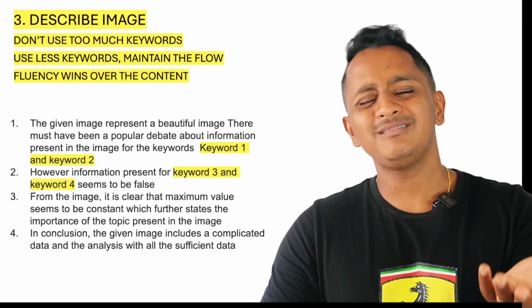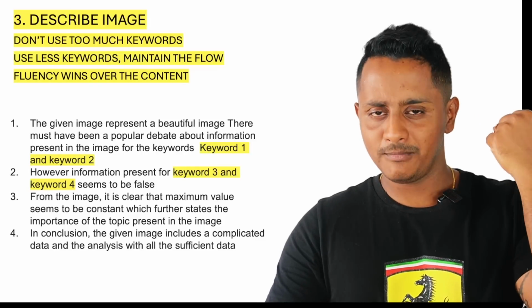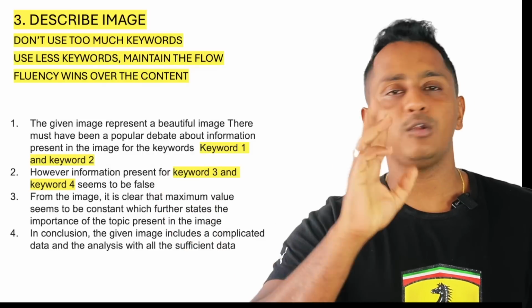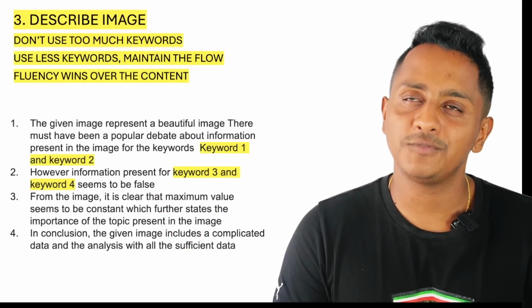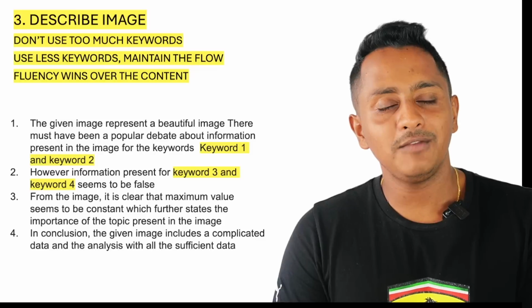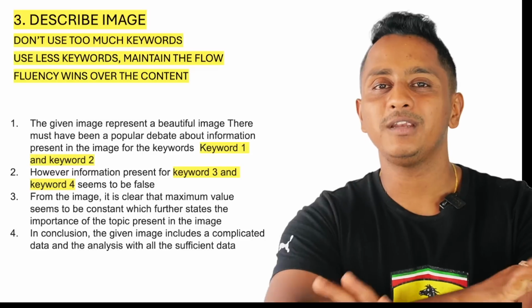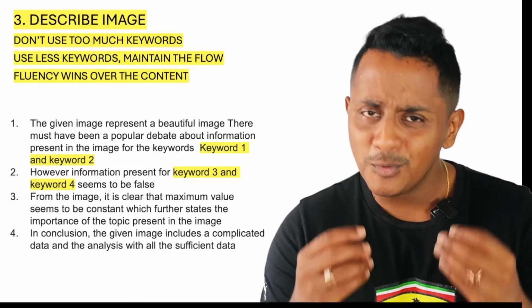Use this template. You can remove the keyword if you want. You can put it. 4 keywords I have written. The given image represents a beautiful image. Grammar, nothing matters. The flow alone matters. There must have been a popular debate about the information present in the image for the keywords green and yellow. However, the information present for car and truck, whatever you see, write 4 words and just put them in. Done and dusted. 23-25 seconds it will take. Finish it off. That's how you trick it.